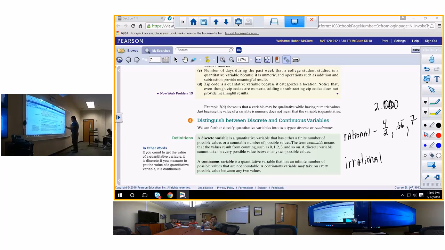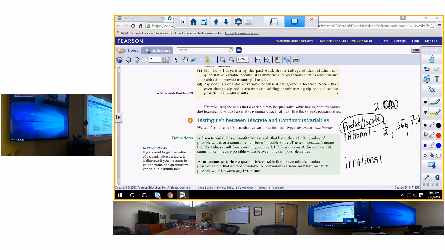How about 0.66 with a line over it? What's that next digit? 6. What's that next digit? 6. You can predict it. What about 7? 7.0. You can predict it. You can put it on a number line. So write predict or locate. You can predict or you can locate rational numbers on a number line. And if you can predict and locate rational numbers on a number line, what do you think irrational means?